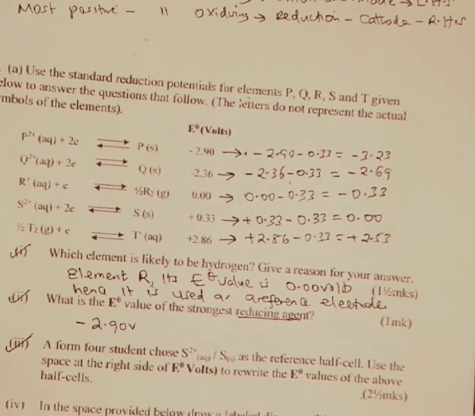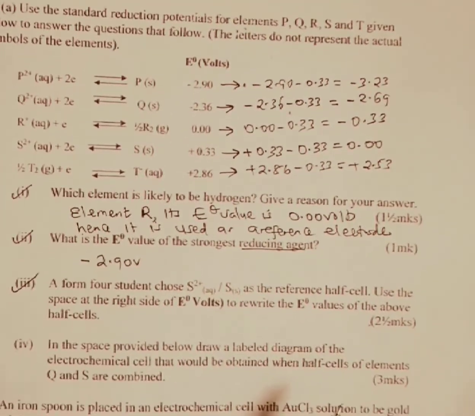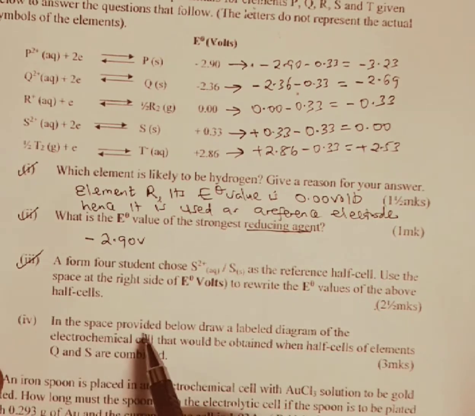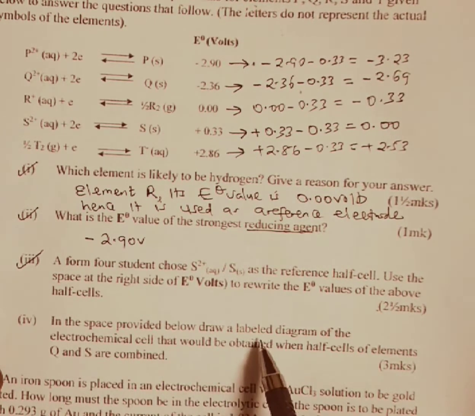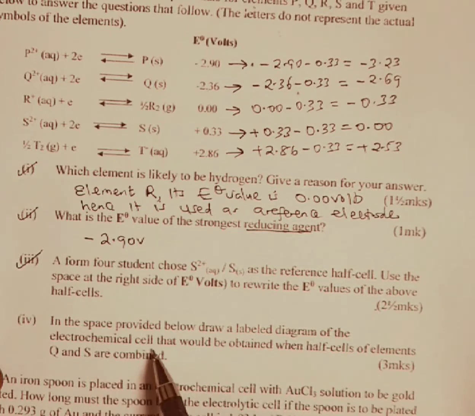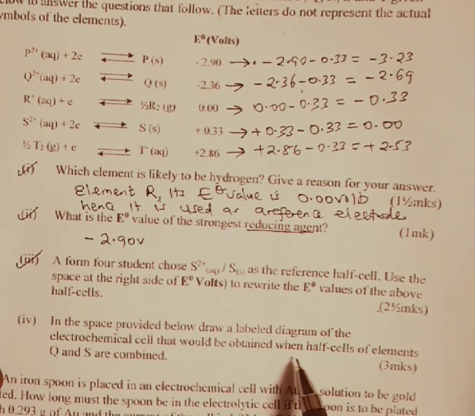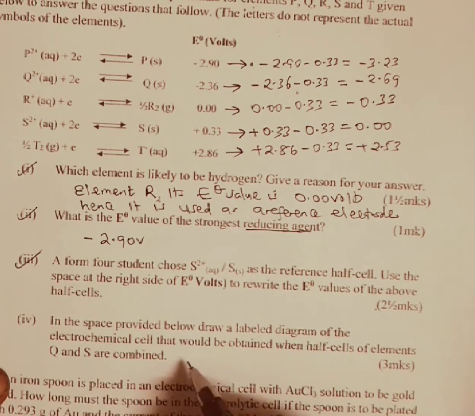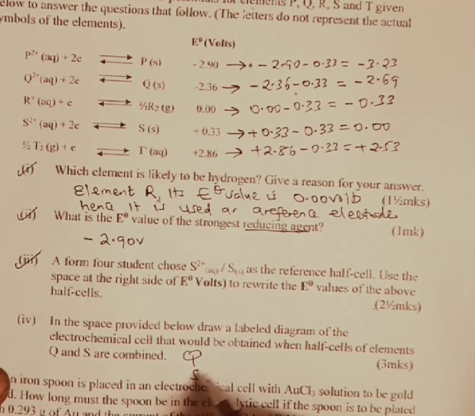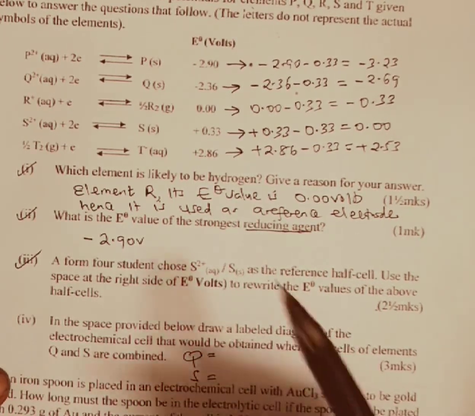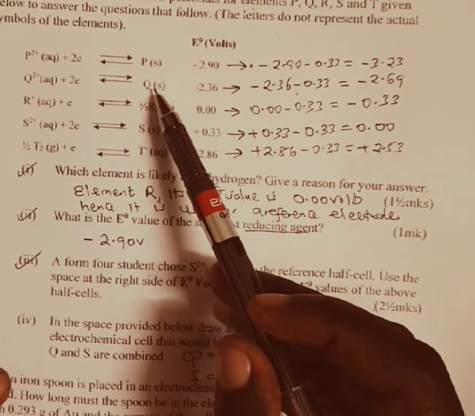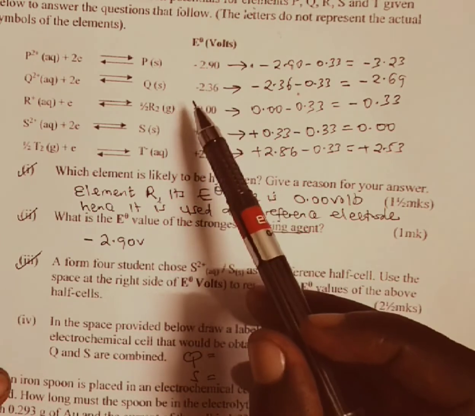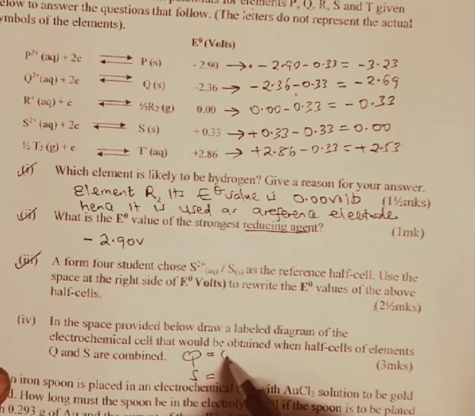Now we go to Roman 4, which says, in the space provided below, draw a labeled diagram of the electrochemical cell that would be obtained when half cells of element Q and S are combined. In this case, we need to know what elements Q and S are undergoing. If you look at Q, Q has a negative E theta value, suggesting that it is a reducing agent, and reducing agents undergo oxidation.